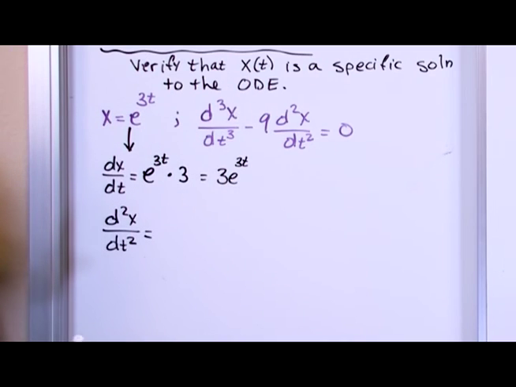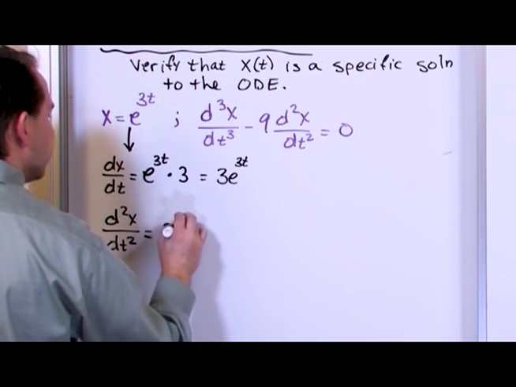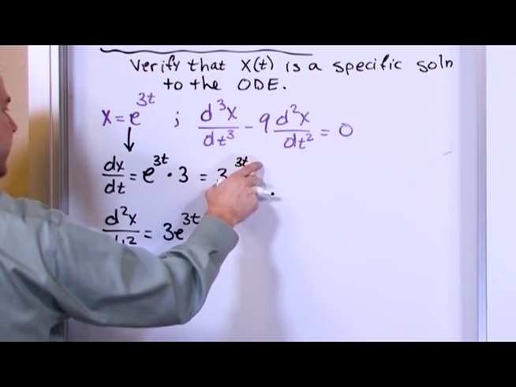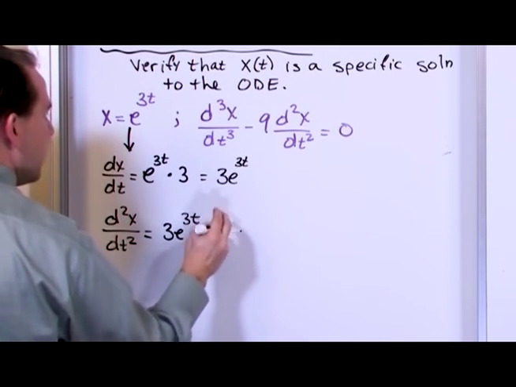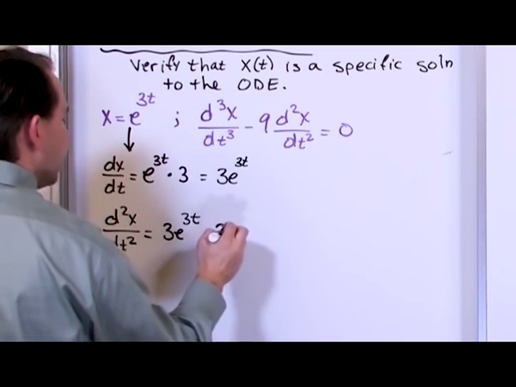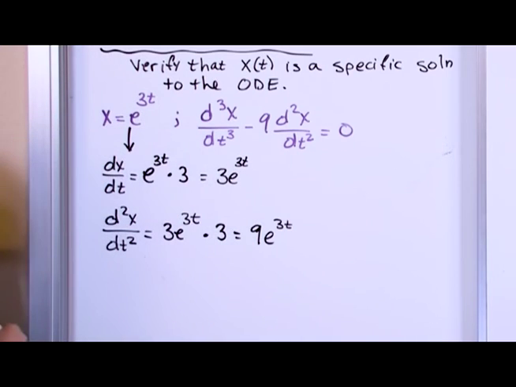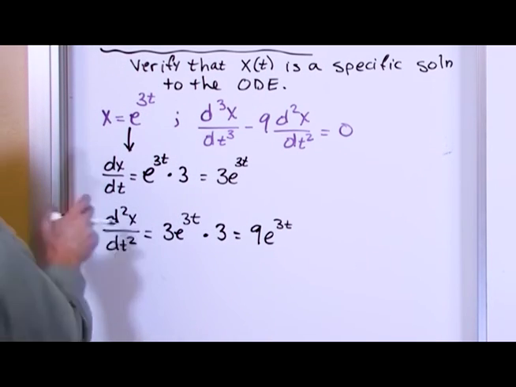Now the second derivative, d squared x dt squared, is taking this and taking the derivative of it again. So you're going to have the same exact thing. You're going to have 3e to the 3t, that's what you have here, and then you're going to multiply that by the derivative of the exponent again. And so when you have 3 times 3, you're going to have 9e to the 3t. That's the second derivative.